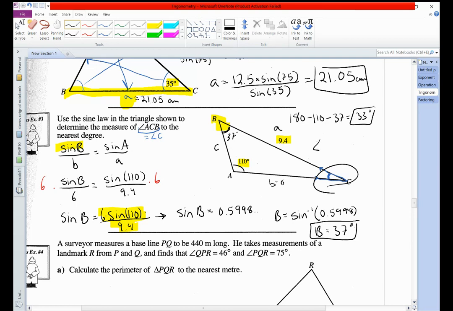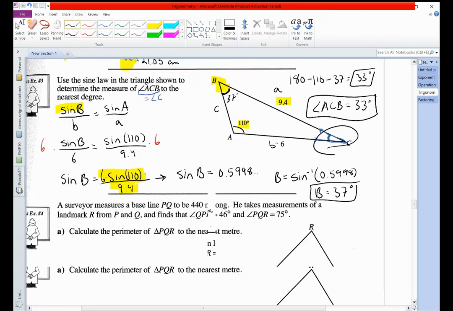So that means angle ACB is equal to 33 degrees. That was a bit of a process, but we used the sine law to find angle B, and then we used angle A and angle B to find angle C. So it works. Yay.